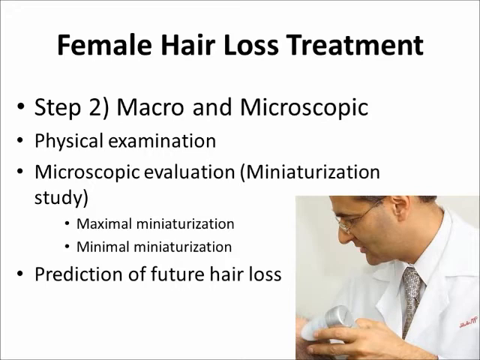By doing microscopic evaluation, we get more information. This test is called a miniaturization study, where we use a microscope to see the fineness of these hair shafts, because before people lose their hair permanently, they have finer hairs in a larger area of the scalp. When we see a lot of fine hair in different areas, it means that people are actively losing their hair, and that's kind of predicting the future of hair loss.